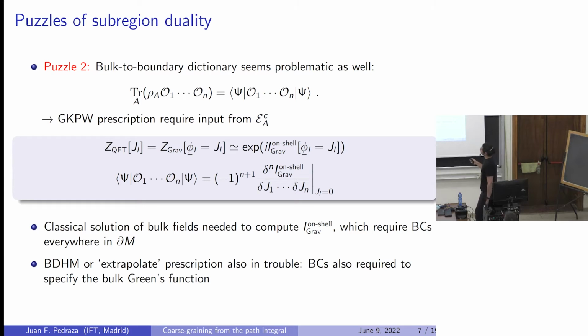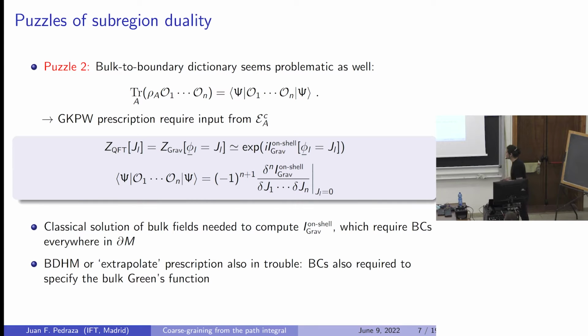But already at this level, you can see that in order to compute this quantity, you need information beyond the entanglement wedge. First, you need to solve for a classical solution for bulk fields. This classical solution requires boundary conditions, not only in the subregion, but everywhere. And then you need to evaluate this integral that contains information about fields outside. So apparently this recipe needs information from beyond.